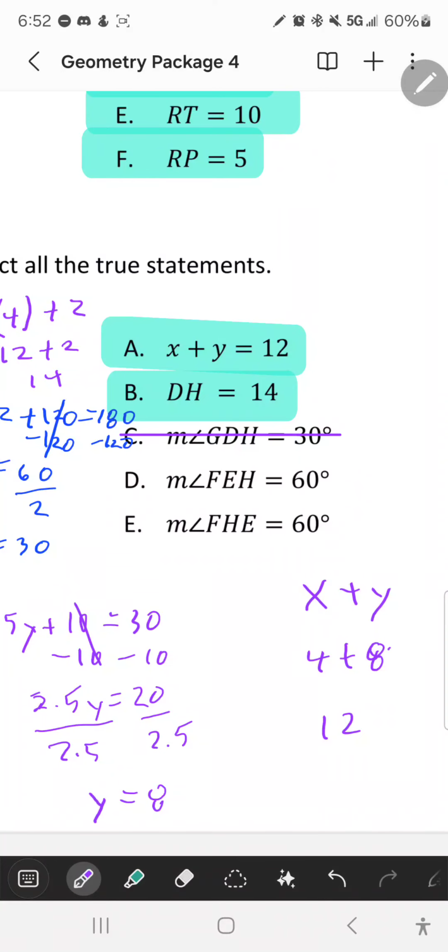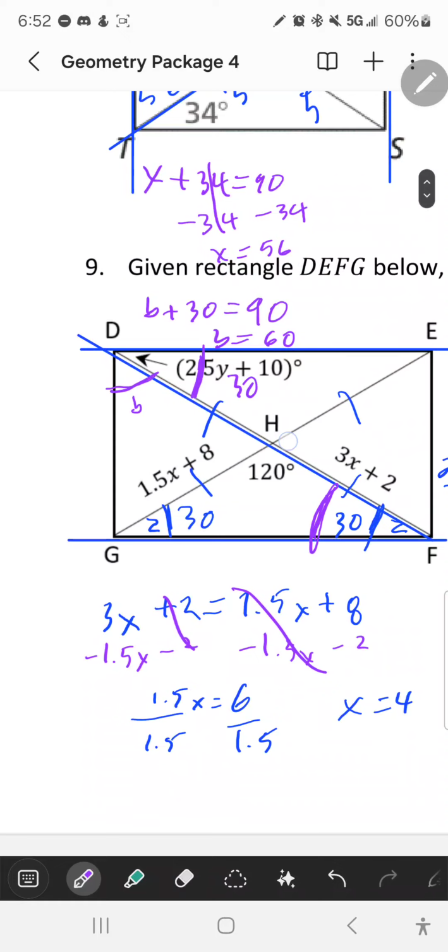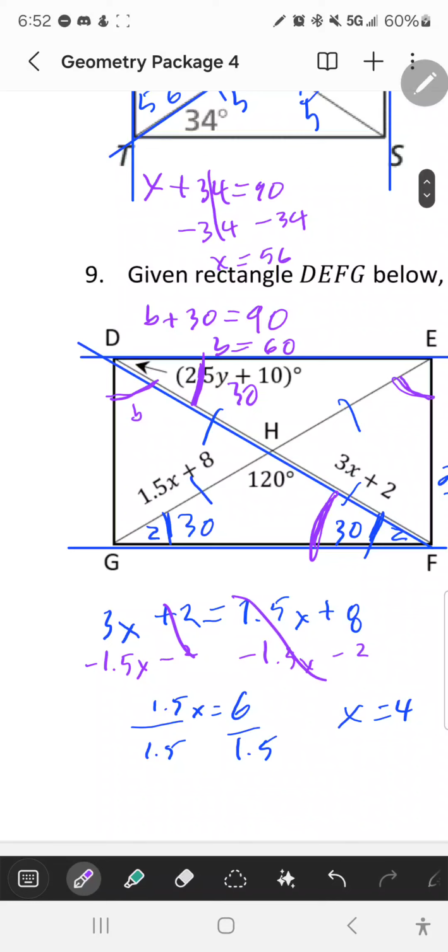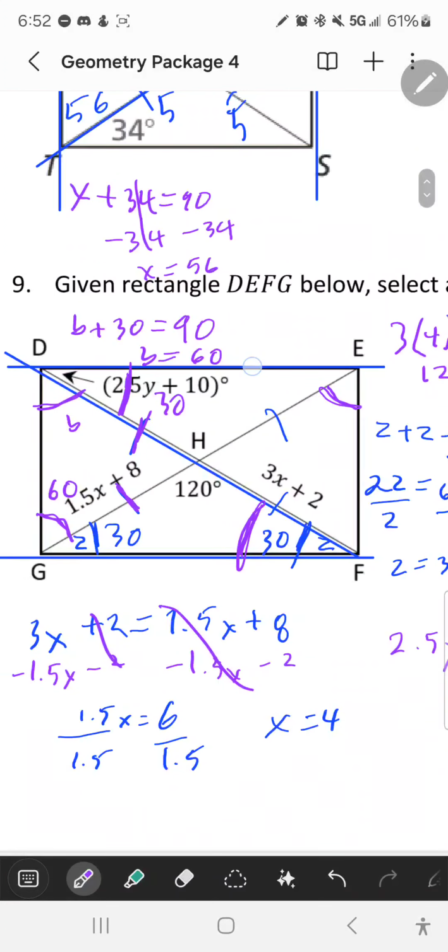Now let's see the measure of angle FEH, this angle right here. Basically the same. This process is a lot longer, but I'm going to just say it. These two are equal, so this triangle is an isosceles triangle. I'm going ahead of myself. So the base angles are equal, so this one is also going to be 60 because we figured out the base equals 60. I'm going to keep the B.